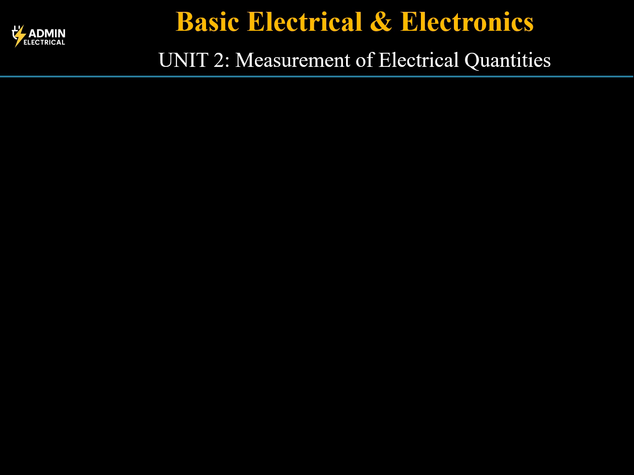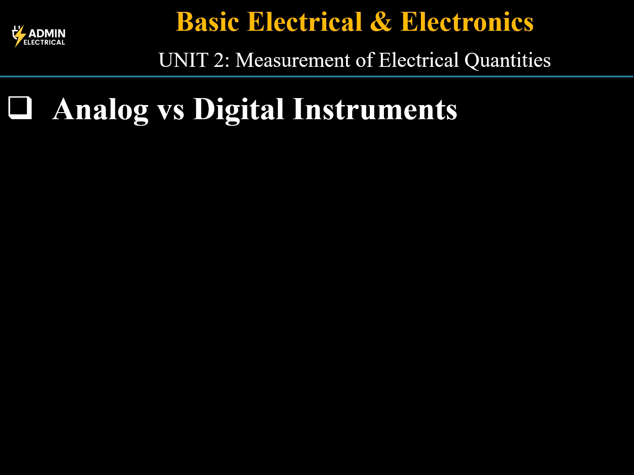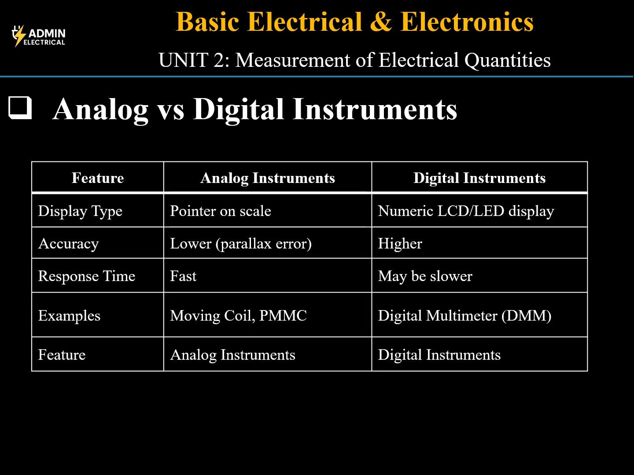There are two types of measuring instruments: analog and digital. Analog instruments use pointers and dials, like the classic needle-type meters. Digital instruments show the value directly on an LCD or LED screen. Digital meters are more accurate, easy to read, and widely used today, but analog meters are still useful for observing trends and variations.